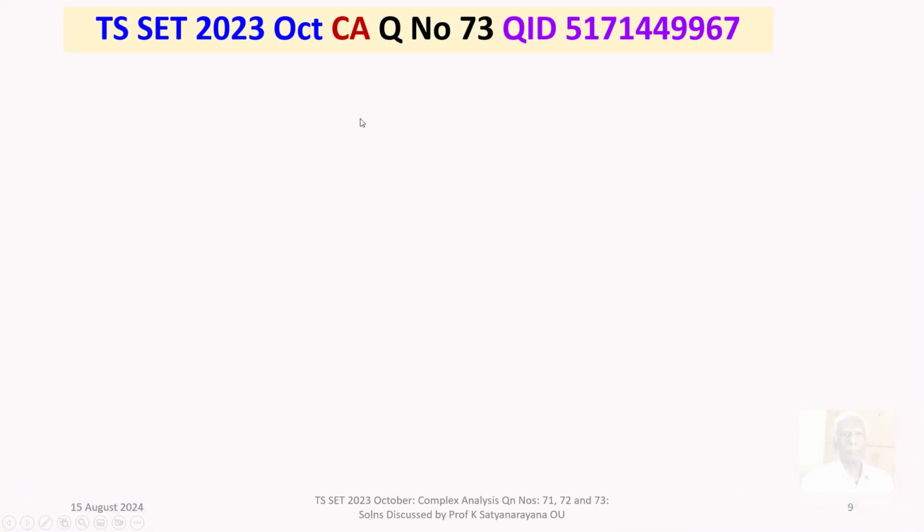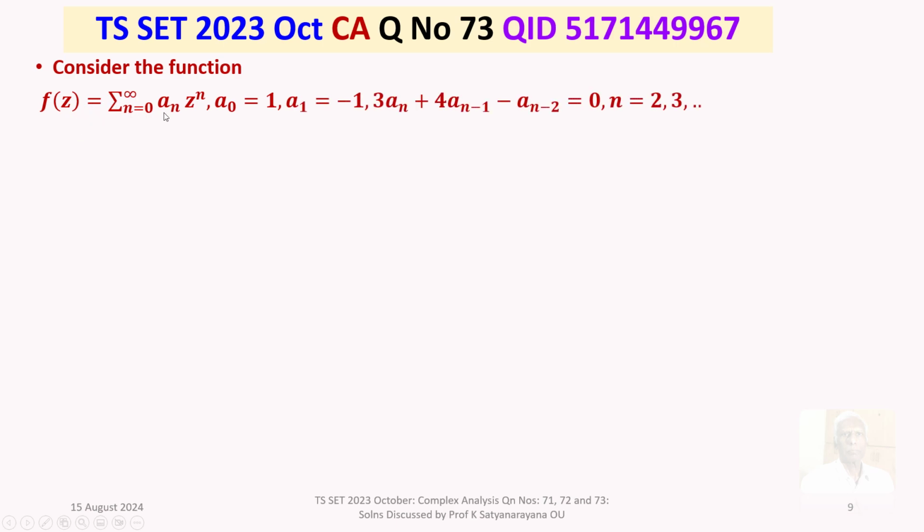This will be question 73 with the given question ID. The question ID is given here. Now the given question is, consider the function f(z) given as the power series sigma n = 0 to infinity a_n z to the power of n, where a_0 is 1, a_1 is minus 1, and you are given a recurrence relation: 3a_n + 4a_(n-1) - a_n - a_(n-2) = 0, where n varies from 2 to infinity, 2, 3, and so on.